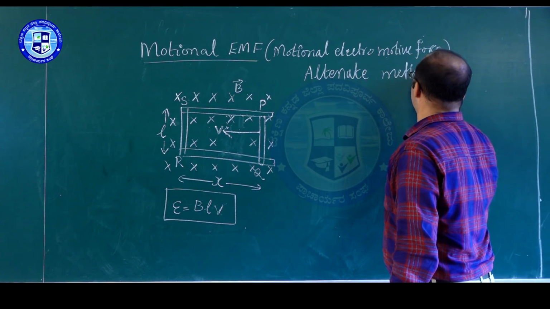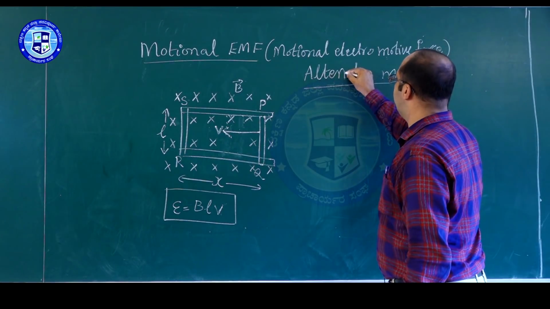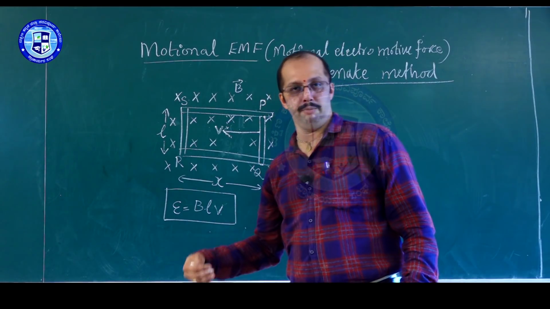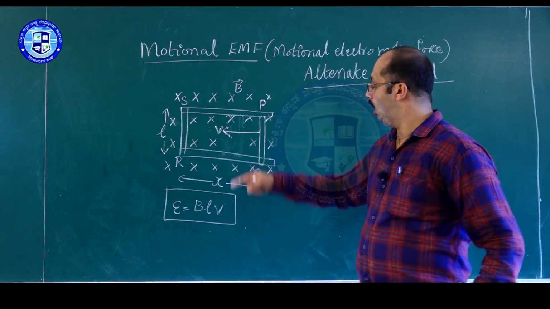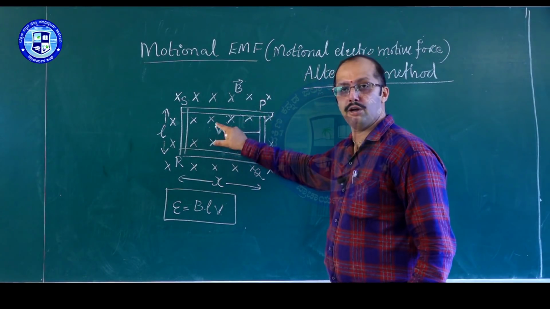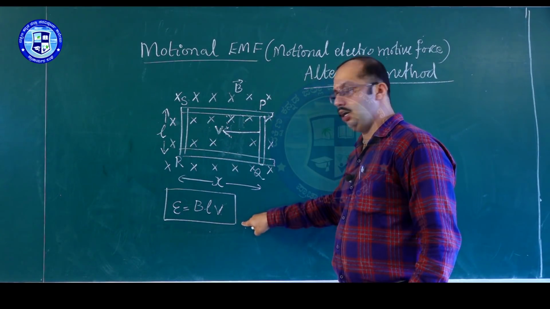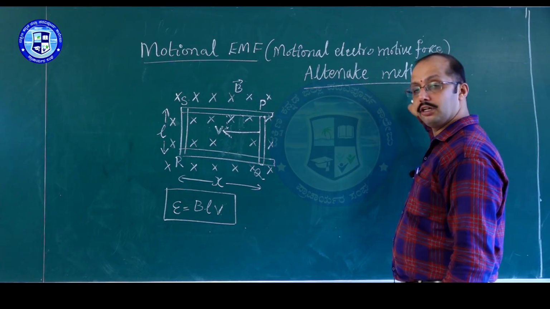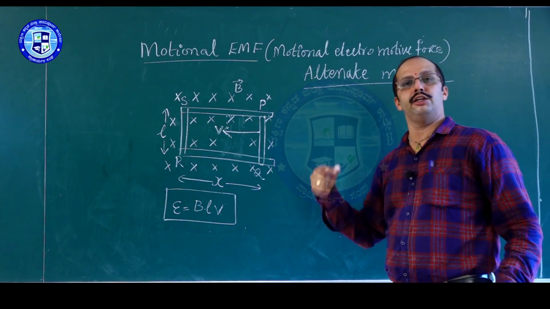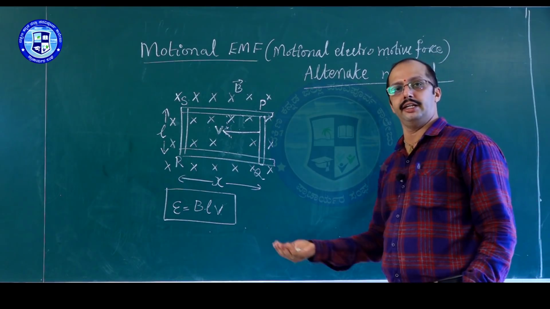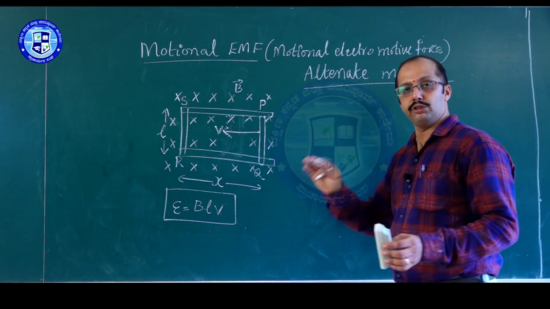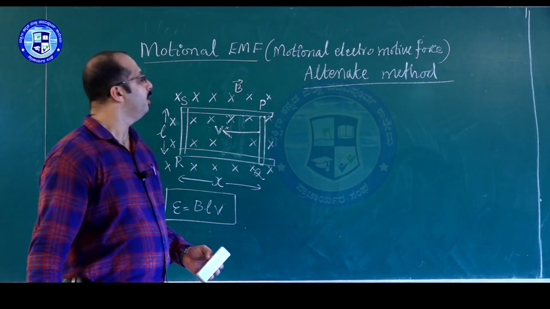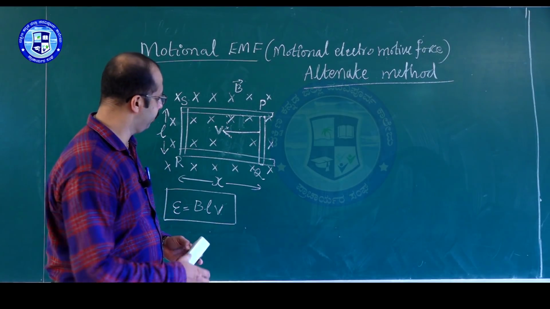In the examination they may ask you to obtain the expression for motional EMF. You can choose any method: either explaining the motion of the rod and considering Faraday's law of electromagnetic induction to obtain BLV, or use this other method. Whichever method is convenient, useful and easy for you to remember and write in the examination, you can use. So I tell both methods. This is another alternate method, where we use the Lorentz force concept.